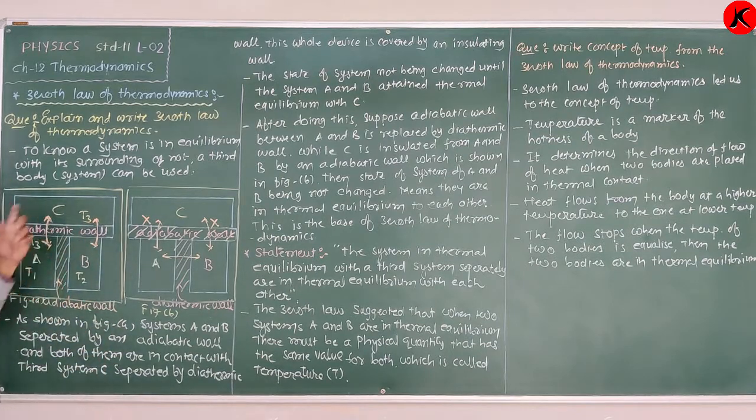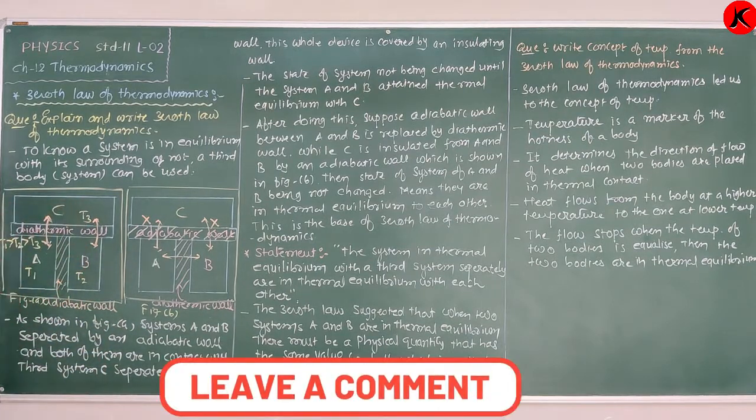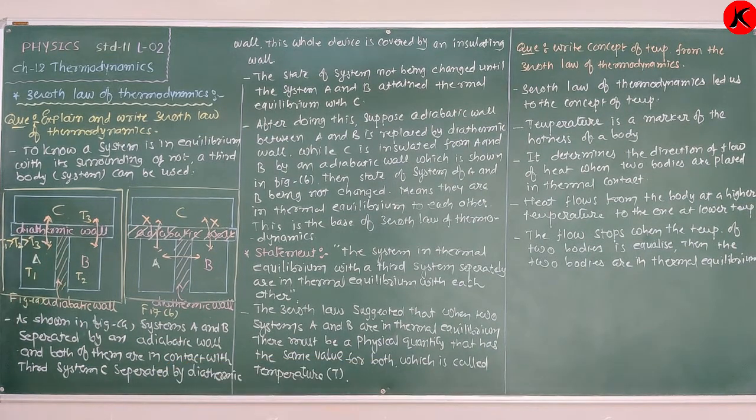Already we discussed that A and B are each in thermal contact with C due to the conducting wall, while A and B are not directly in thermal contact, because systems A and B are separated by the adiabatic, non-conducting wall. So due to that, the exchange of heat does not take place directly between A and B.